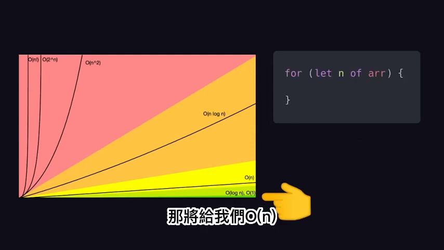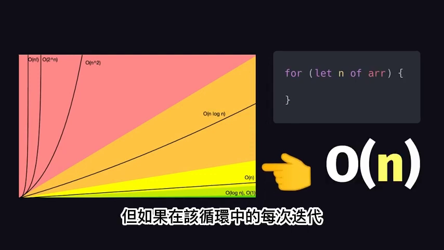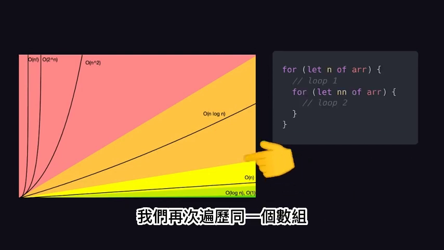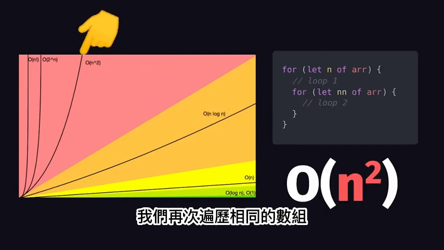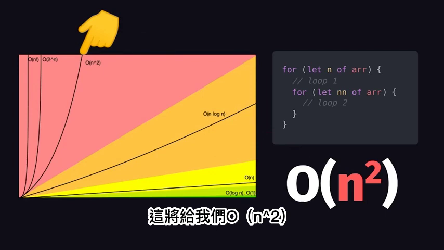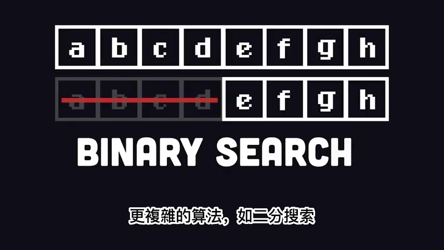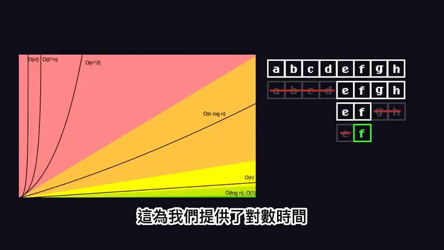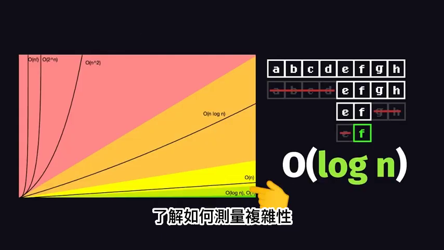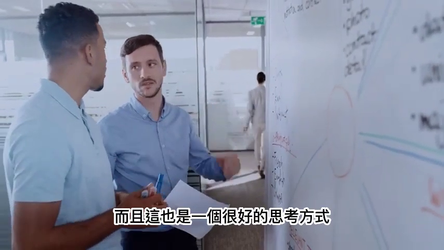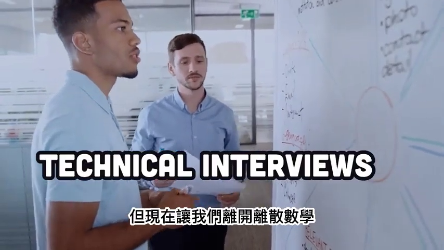If we need to loop over an array, that would give us O of n, where n is the length of the array. But if for each iteration in that loop, we loop over the same array again, that would give us O of n squared, which would be far less efficient. However, more sophisticated algorithms like binary search cut the search area in half after each iteration, providing us with logarithmic time. Understanding how to measure complexity is essential for technical interviews, and is just a good thing to think about in general.